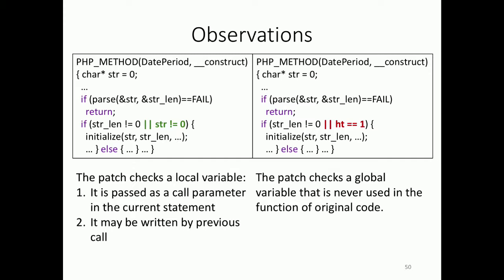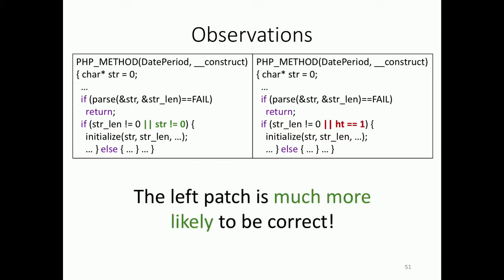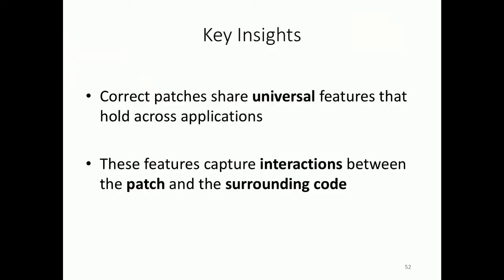So without detailed knowledge of the implementation of PHP, just by looking at those interactions, a human developer would conclude the left patch is much more likely to be correct because it makes much more sense here. So this is the insight that Prophet operates on to identify correct patches. That is, correct patches share universal features which capture the interactions between the patch and the surrounding code.